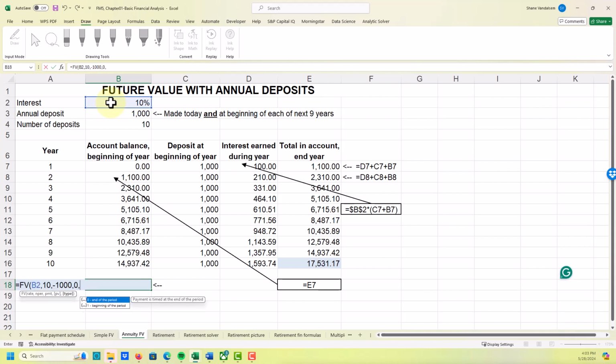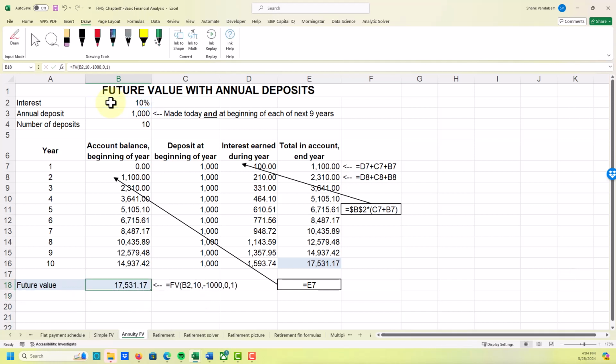And this is important here. We want to put a 1 in because this is an annuity due of the type. It can be a 0 if the first payment's made at the end of the period, but that's not the case here. It's going to be made at the beginning of the period, so it's going to be a 1 here. And we get the same answer as we do in the table of $17,531.17.